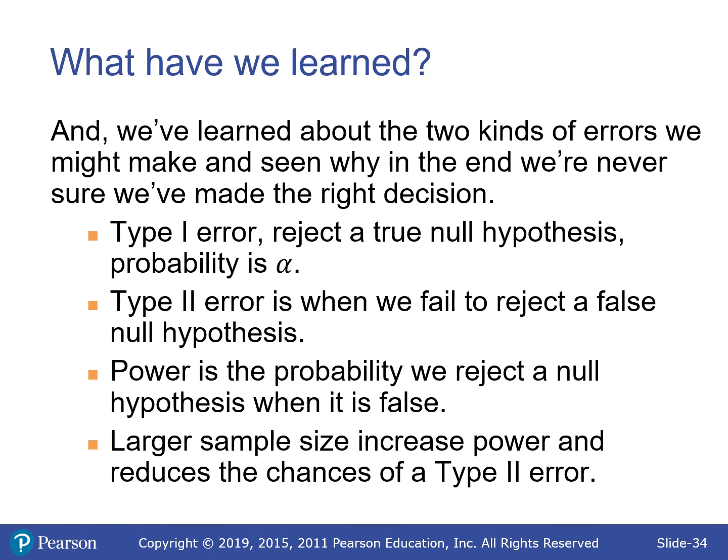Then we've learned a couple types of errors. Type 1 error: we reject a null hypothesis when it's true. Type 2 error: we fail to reject the null hypothesis when we should reject it. The power is the probability that we reject the hypothesis when it's false, like when we're supposed to. So it's 1 minus the probability of that type 2 error. And a larger sample size increases the power and reduces the chance of that type 2 error.